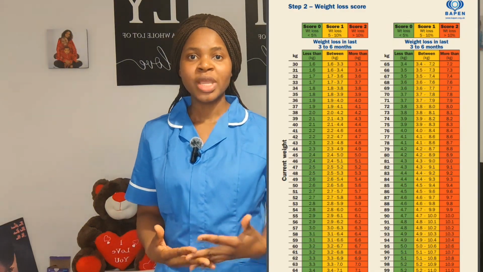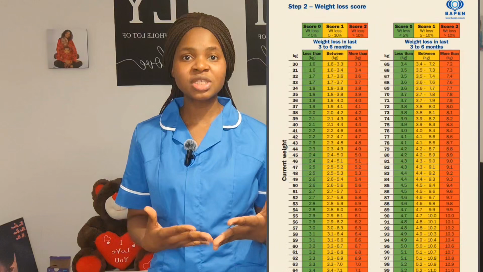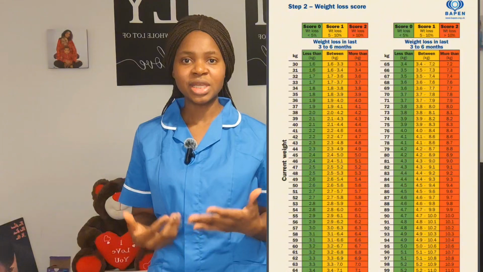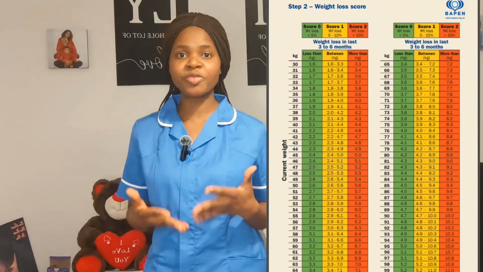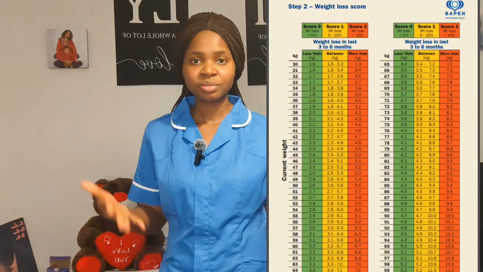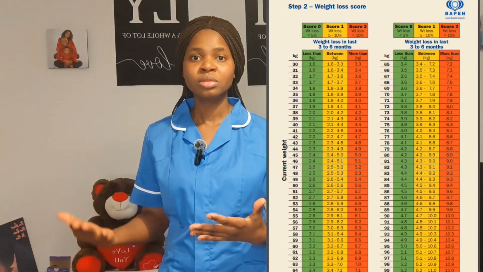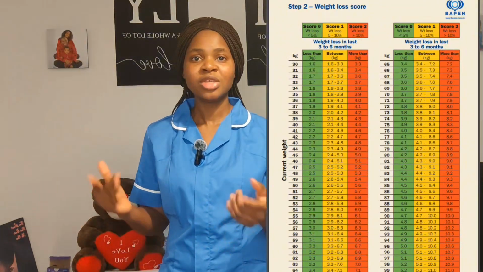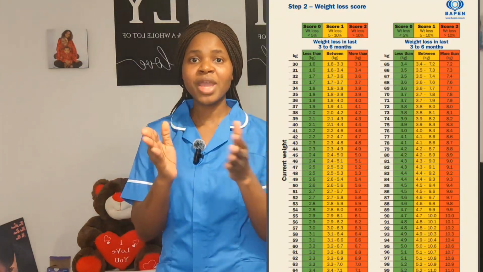For step 2, it is the amount of weight that was lost in 3 to 6 months prior to your time of assessment. Okay, how will you get this? If previously this patient had a weight of 72 and now the patient's weight is 65, you take 65 from 72. All right, whatever you are left with is what you will trace against the current weight of the patient, trace out the range that you got.